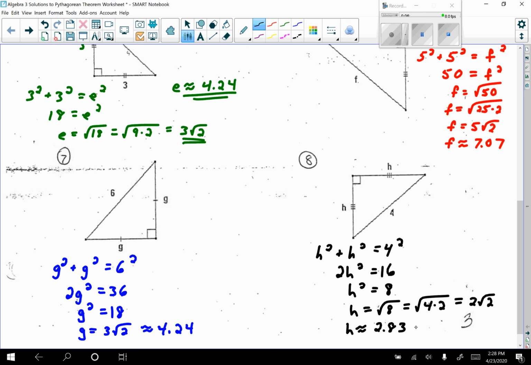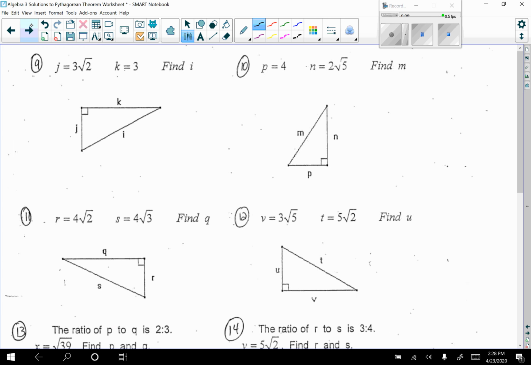Okay, so hopefully you guys were doing okay with the first page. All right, here, even though we're given a sketch, the sketch has just all variables labeled as the sides, and we're given the different information for each side. And if you notice, some of these measurements have radicals in them already. So j is equal to 3 radical 2, k is 3. So we're still looking for the hypotenuse in this case.